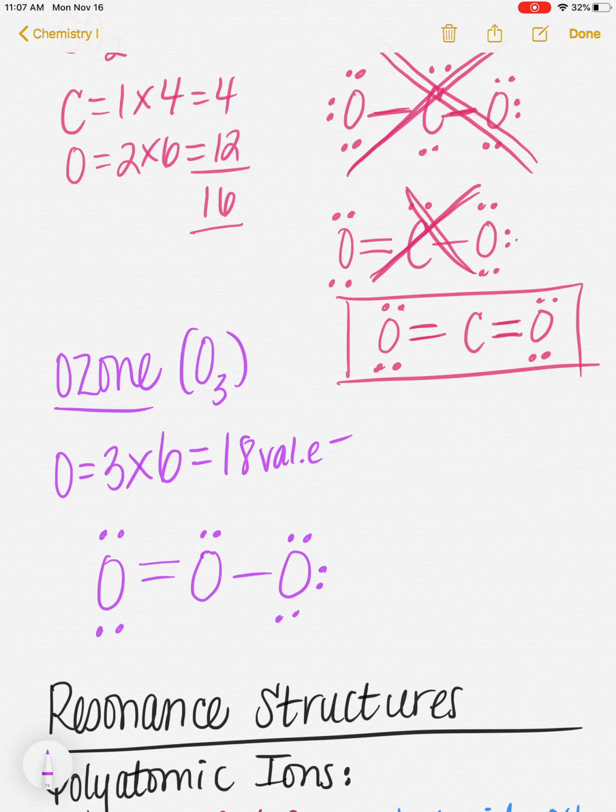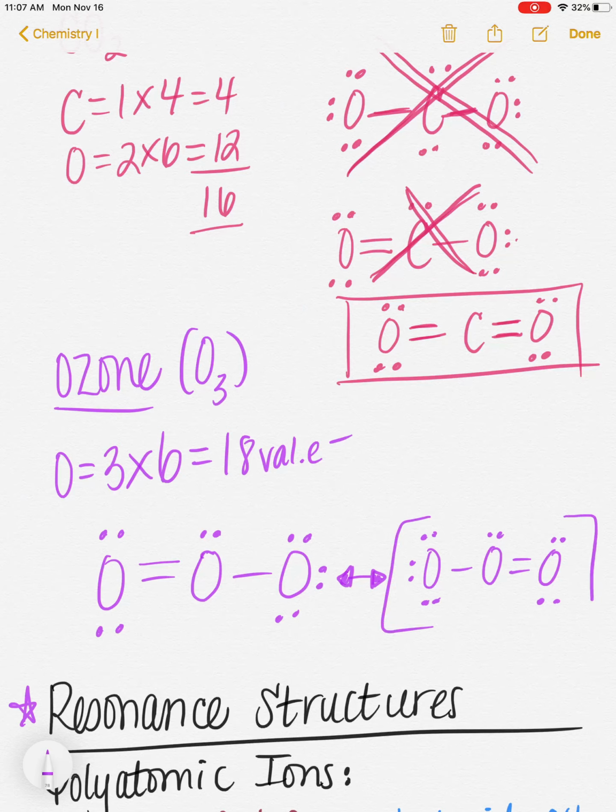Everything has an octet. What about though if I drew it this way, where we have the double bond on the right side instead of the left? Is that valid? Well, as long as I get the proper number of dots drawn around it, that is valid. And these are what are called resonance structures. Resonance structures are different variations of arrangements for the same molecule, but they're both correct, all right?